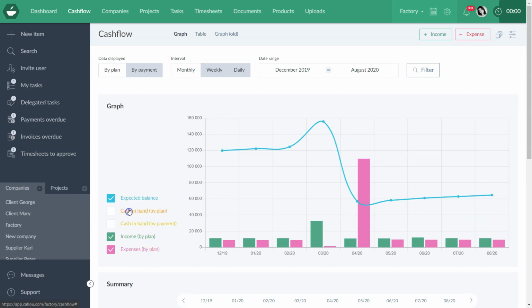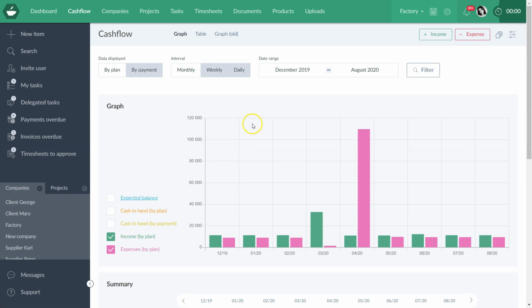We'll start from what's easiest, income and expenses. The green ones are incomes, red ones are expenses, and what you see is all that is planned and paid in terms of income and expenses. So anytime you add an income or expense, it will display here in those columns. That's very simple.